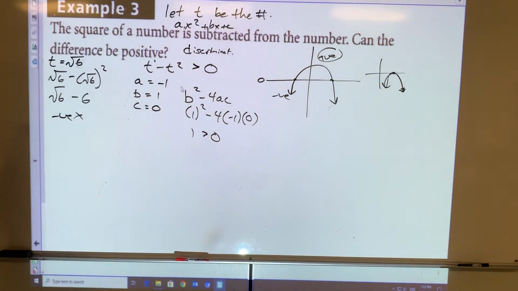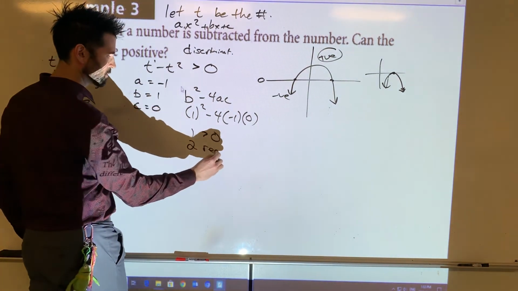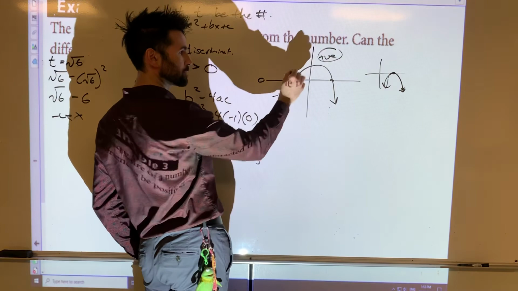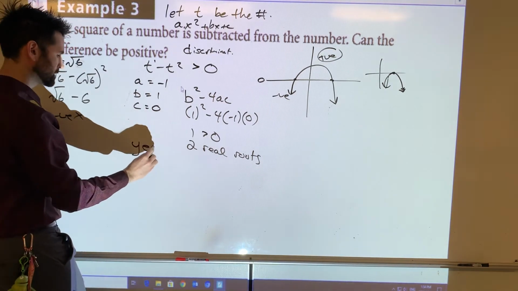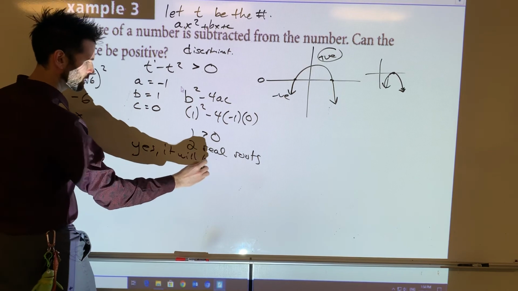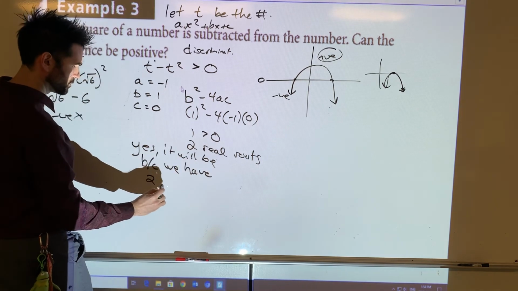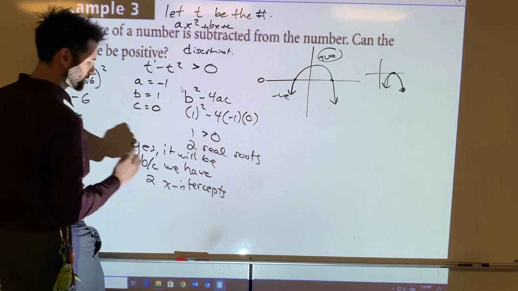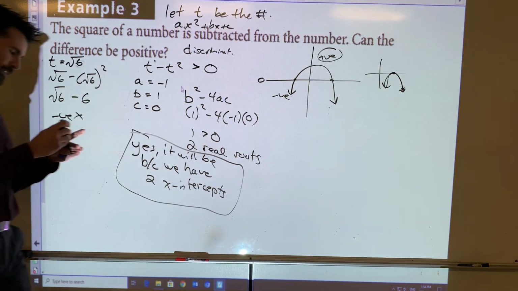So how many roots do we have? 2. We have 2 real roots, which means we have this kind of situation. There will be numbers that give us a positive value. So to answer it, will the difference ever be positive? We can say yes, because we have 2 x-intercepts. We didn't find any of the values, but we figured out there are answers out there somewhere. If we graph it, we could go find the answers.